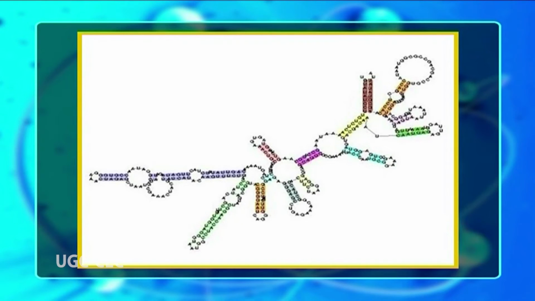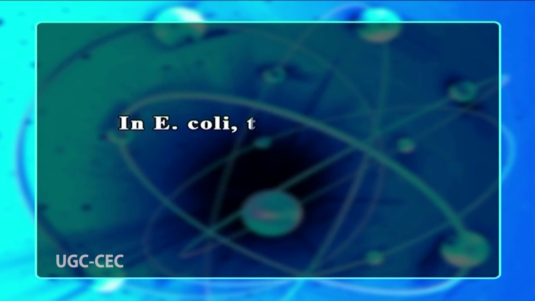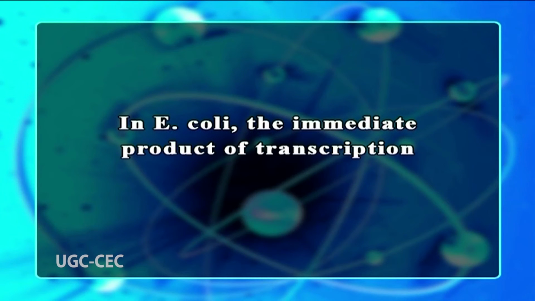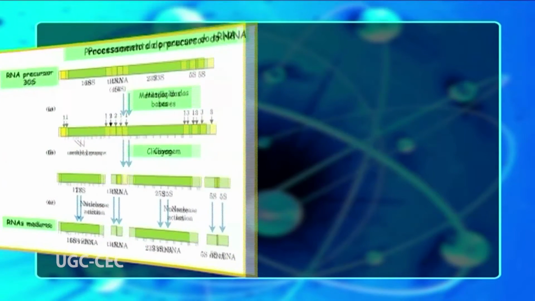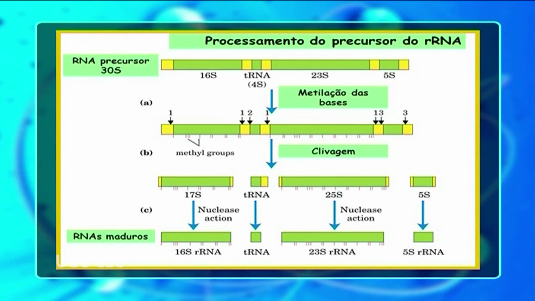Ribosomal RNA is processed in both bacterial and eukaryotic cells. In E. coli, the immediate product of transcription is the 30S rRNA precursor. This 30S precursor is methylated in several places and then cleaved and trimmed to produce 16S rRNA, 23S rRNA and 5S rRNA along with one or more tRNAs. Eukaryotic RNAs undergo similar processing.